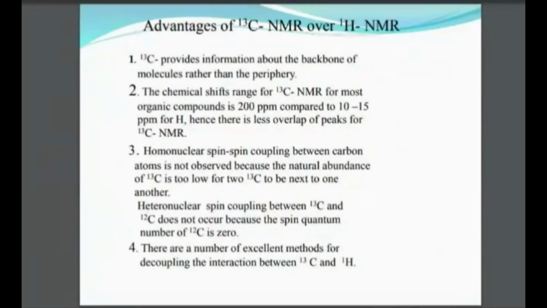Okay, if spin splitting does not happen, what does that mean? What does it mean? You will get one signal for one carbon. Isn't it brilliant? So one carbon, one signal.